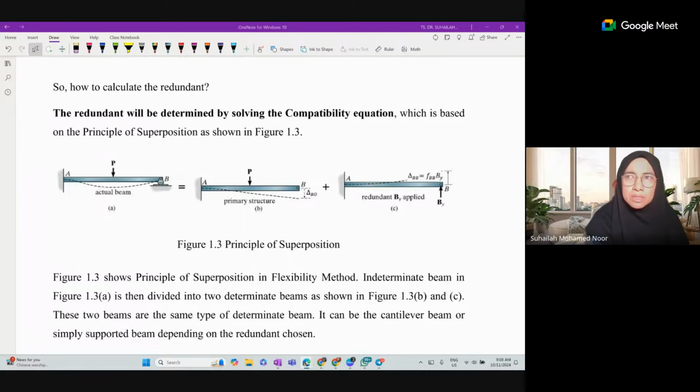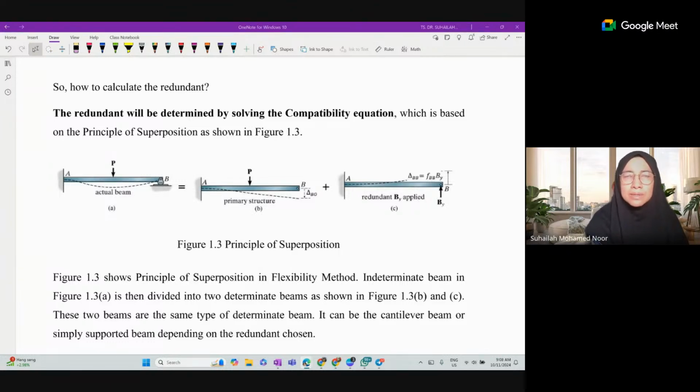It is based on the principle of superposition. This diagram shows the idea, the concept of the principle of superposition. The diagram comes from the general equation: actual beam equal to primary beam and redundant beam.